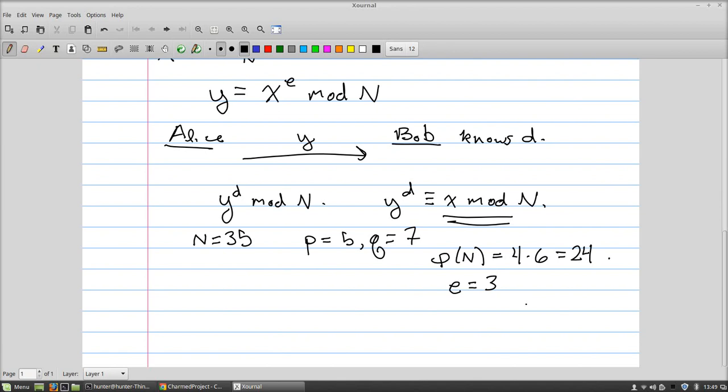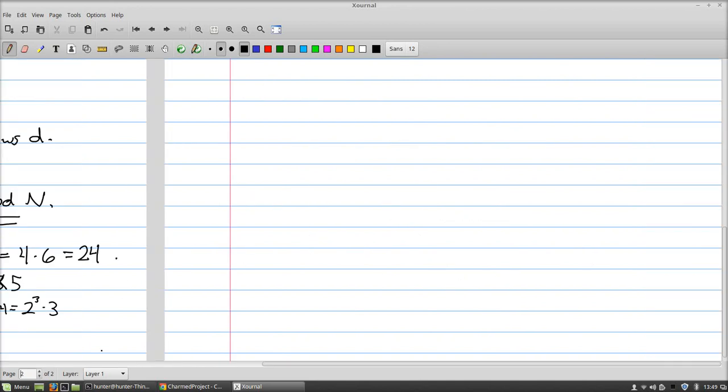How does 24 factor? 24 is 2 to the third times 3. Oh no, 3 doesn't work, so we have to do 5. That's because e has to be relatively prime to 24. So we'll use e equals 5. Now we can publish this information, and everybody can know that n is 35 and that e is 5. And on the next page, let's send a message.